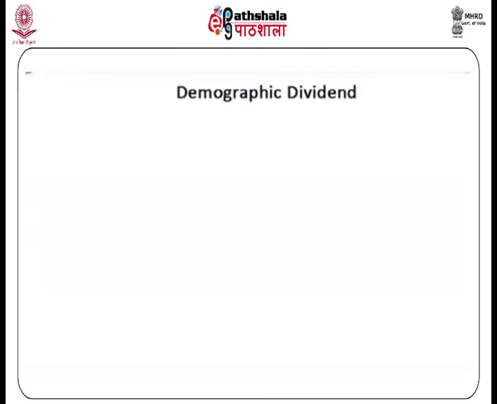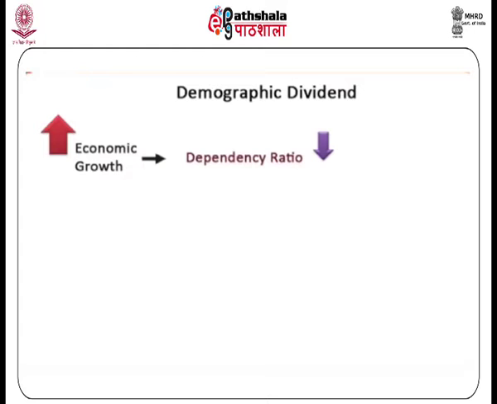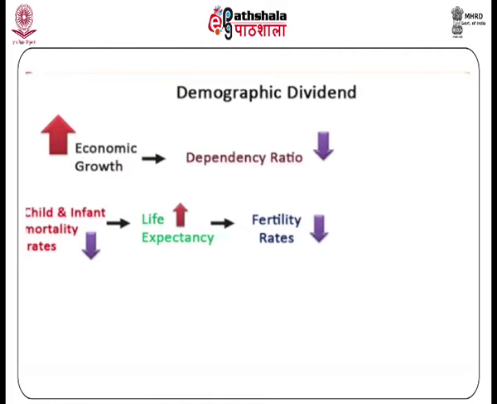Demographic dividend refers to the rise in economic growth that may come when the dependency ratio gets reduced and the proportion of working population increases in a period of 20 to 30 years, when, due to significant reductions in child and infant mortality rates and increases in life expectancy, fertility rates fall, more women join the workforce, and in general the economy is less strained.